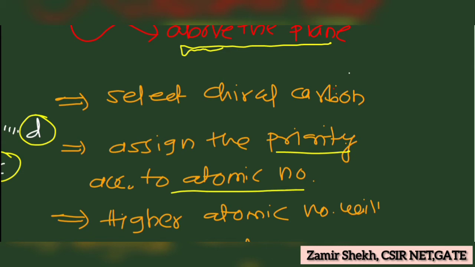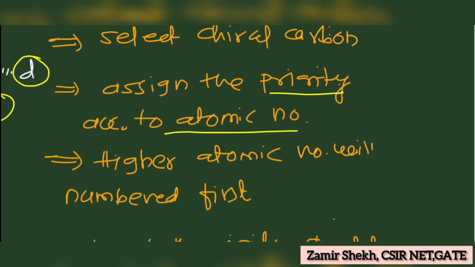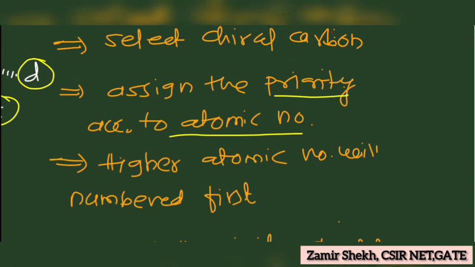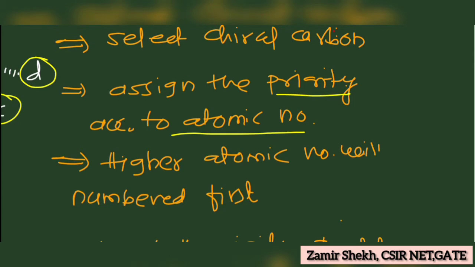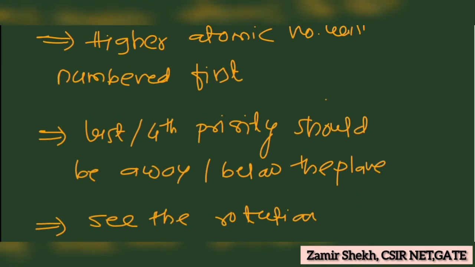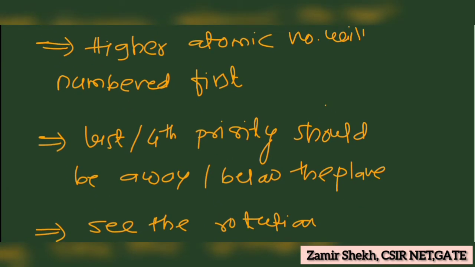You know that there are 4 different substituents on the carbon, and you can assign priority according to atomic number. Higher atomic number is numbered first. For example, if bromine and chlorine are there, then first preference goes to bromine. If carbon and hydrogen are there, preference goes to carbon. Then the least priority, that is the 4th priority, should be away from the observer. Generally it is always away from the observer, at the 4th number.